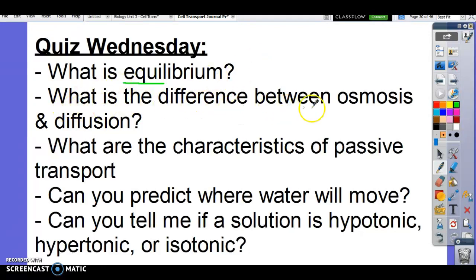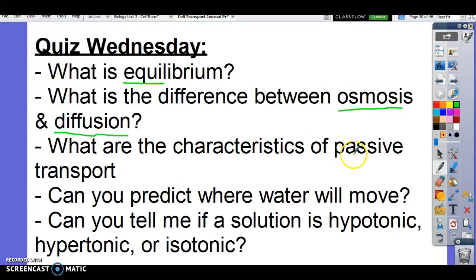What is the difference between osmosis and diffusion? You need to know the difference. These are all going to be multiple choice questions, but these are the things that are going to be on the quiz on Wednesday. So, osmosis, who remembers what osmosis is transporting? Osmosis transports water. What about diffusion? Diffusion is everything else besides water. Could be sugar, salt, Kool-Aid, chloride, potassium, whatever you want. It just can't be water, because water is special.